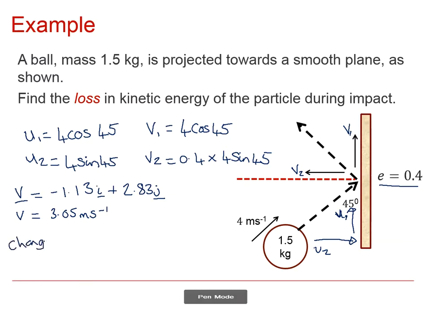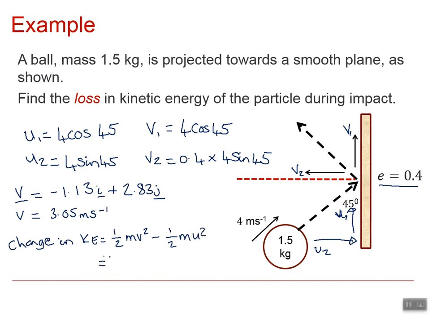So the calculation for the change in kinetic energy is a half mv squared minus a half mu squared. So when we do this calculation, we get 6.96 minus 12. So that is minus 5.05. So that's confirmed we've got a loss, and in fact our loss in kinetic energy is 5.05 joules.